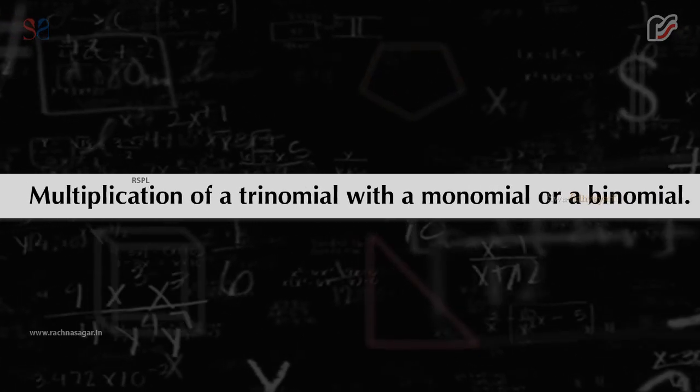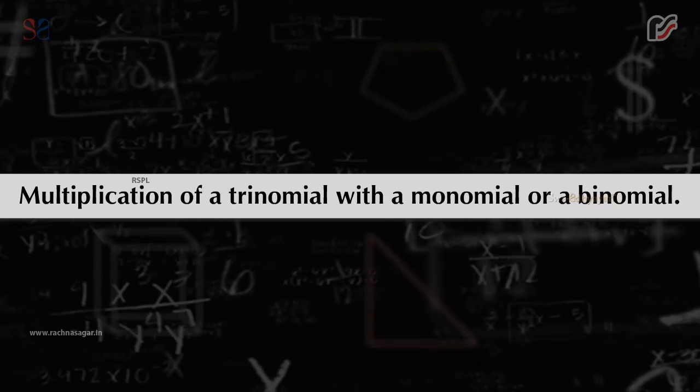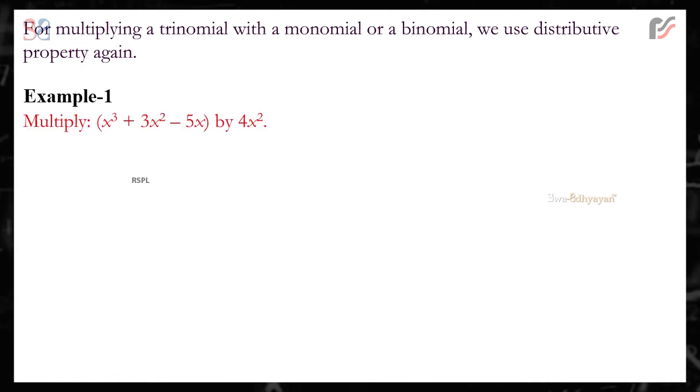Multiplication of a trinomial with a monomial or a binomial. For multiplying a trinomial with a monomial or a binomial, we use the distributive property again. Example 1. Multiply (x³ + 3x² − 5x) by 4x².